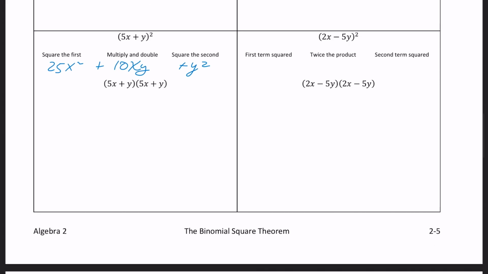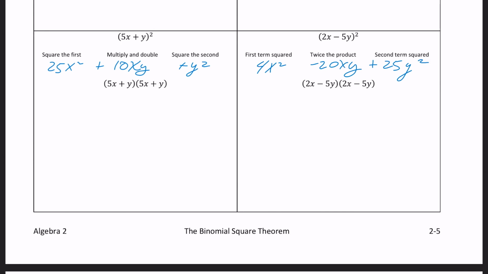Last problem, and then you're on your own for your assignment. First term squared would be 2x times 2x, 4x squared. Multiply and double, or twice the product. 2x times 5y is minus 10xy because of the negative. Double that, it's minus 20xy. And then square the second. Negative times negative is positive. 5 times 5 is 25. Y times y is y squared.